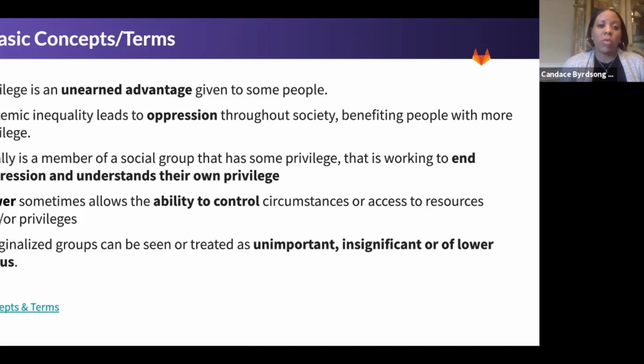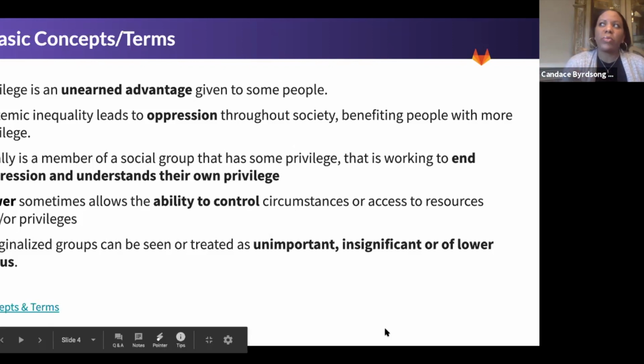Another basic term or concept we might discuss is systematic inequality, which leads to oppression throughout society, benefiting people with more privilege. An example for this would be as we continue to further push down a particular group, or not advocate for a particular group. It most likely just keeps them in that same space of being marginalized, which I'll discuss as well, which will keep that group further oppressed and the same issues being an issue for that particular group.